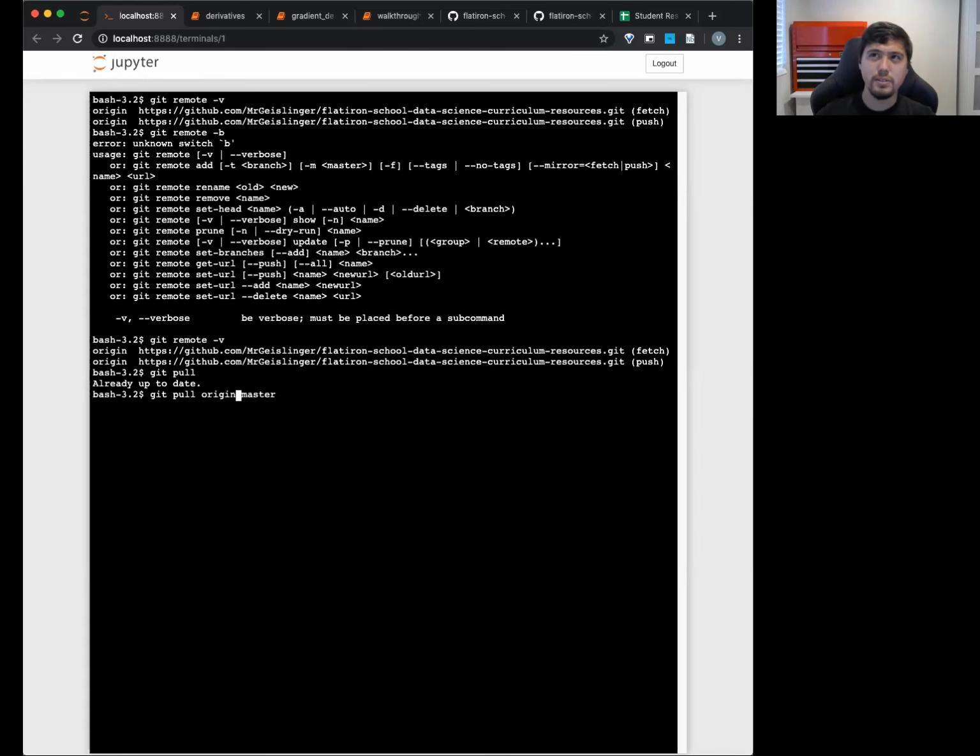I think you could probably do a git pull. It's safer to do a git fetch and then git merge, but when you're working with someone else's fork, just because you don't want to accidentally erase your stuff.